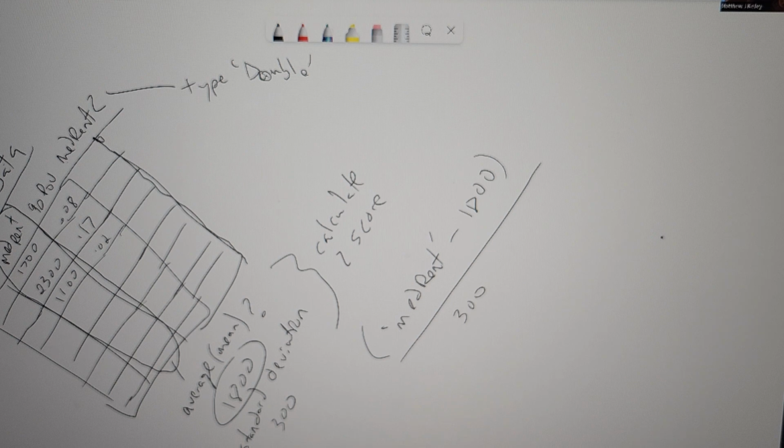And that's valuable. So in this case, I've got only two variables, poverty and median rent. I'm also going to end up with a percent poverty z-score.